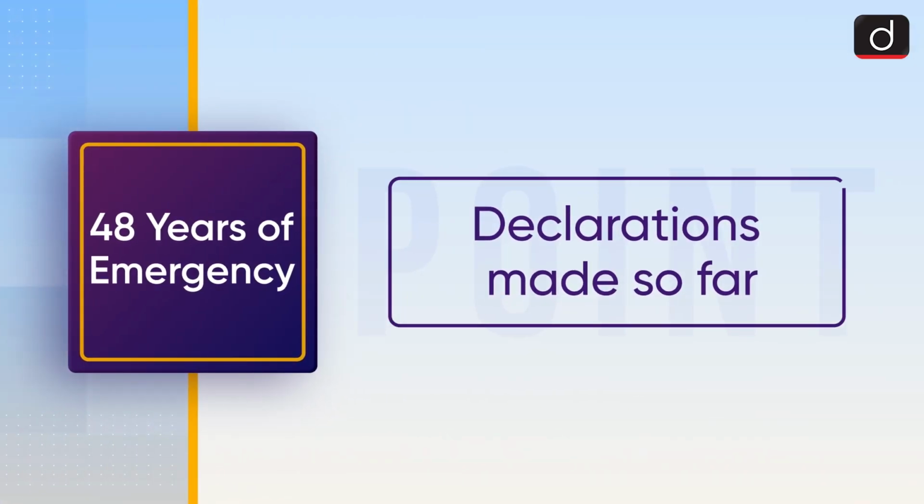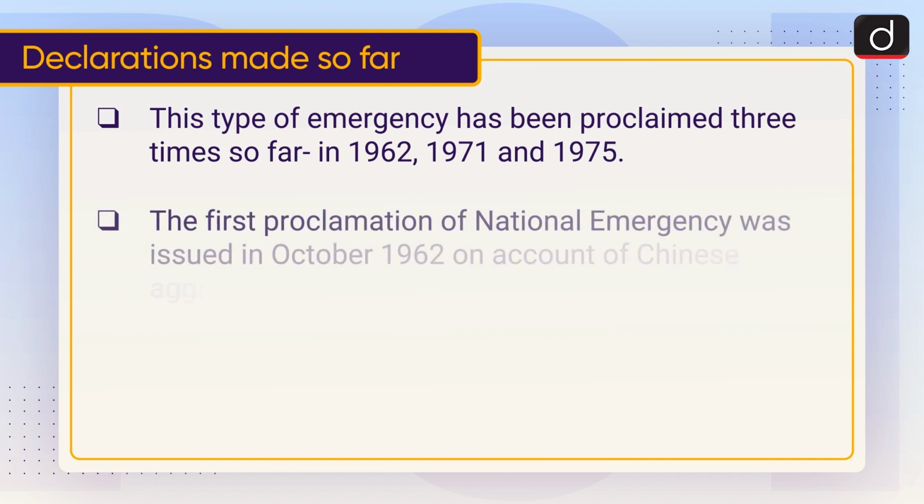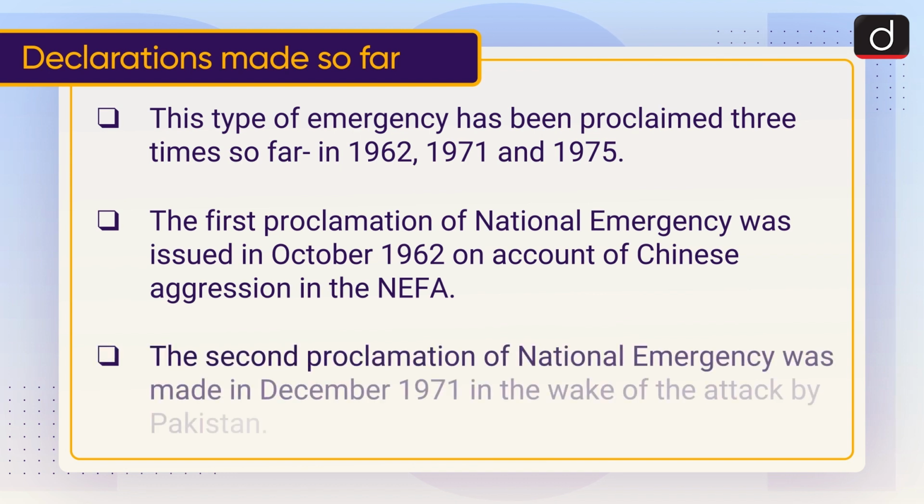Now lastly, let's discuss the declarations made so far. This type of emergency has been proclaimed 3 times so far: in 1962, 1971 and 1975. The first proclamation of national emergency was issued in October 1962 on account of Chinese aggression in the NEFA. The second proclamation of national emergency was made in December 1971 in the wake of the attack by Pakistan.